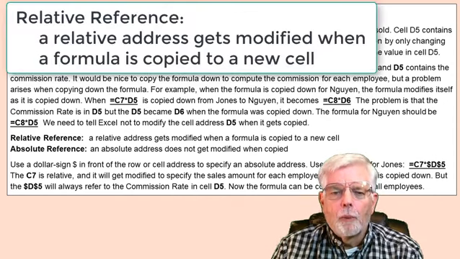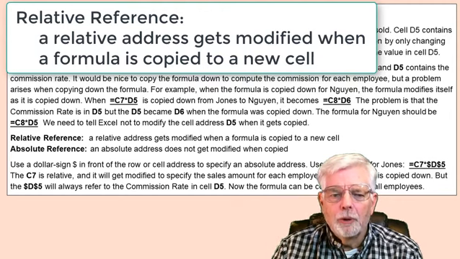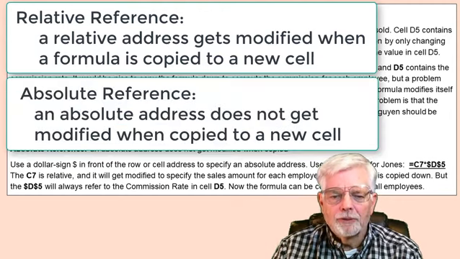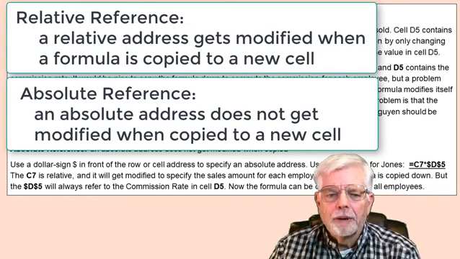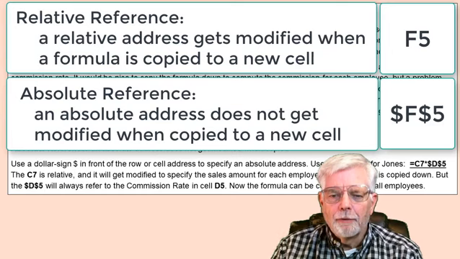Relative reference. A relative address gets modified when a formula is copied to a new cell. Absolute reference. An absolute address does not get modified when copied. Use the $ in front of the row or cell address to specify an absolute address.